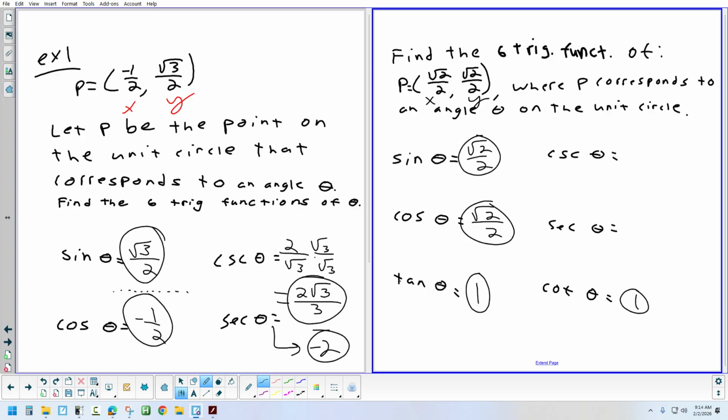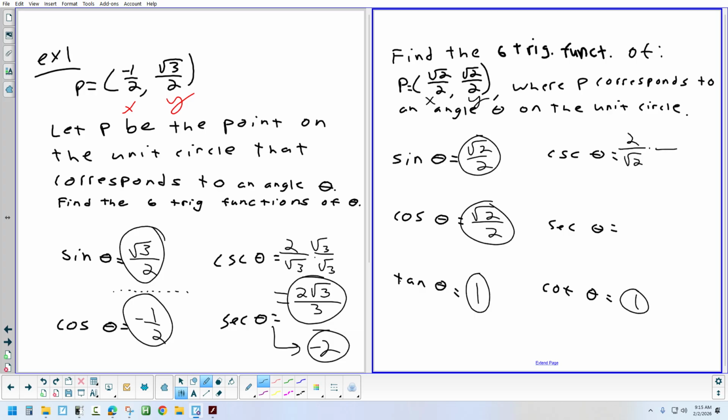All right, let's do the cosecant. What's the first step to get the cosecant? Flip it. Flip which one? The y value. Yep, flip the y value. So we already got the y value, root 2 over 2. What do we get when we flip it? 2 over the square root of 2. That's a good first step, but we ended up with a root in the bottom, which we need to fix.